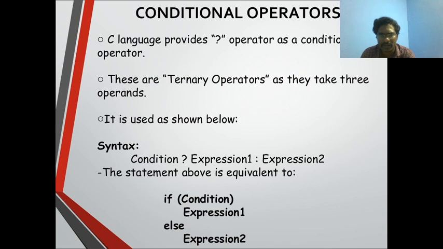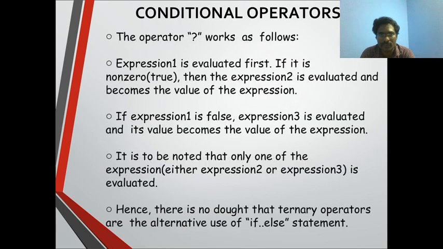Then the conditional operator, which uses the question mark symbol. The other name for the conditional operator is the ternary operator. The syntax is condition, followed by the question mark symbol, expression 1, colon, expression 2. This means that if the condition is true, then expression 1 will be executed. If the condition is false, then expression 2 will be executed. This can be explained using a simple if else: if the condition is true, expression 1, else it goes to expression 2. The same thing is explained here.